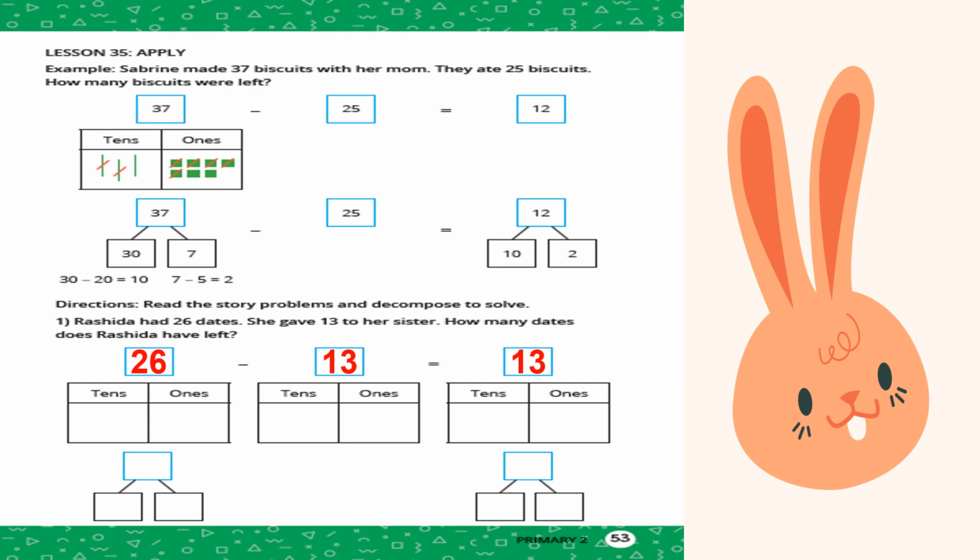26. How many sticks do we have here? 2 sticks. How many small squares?